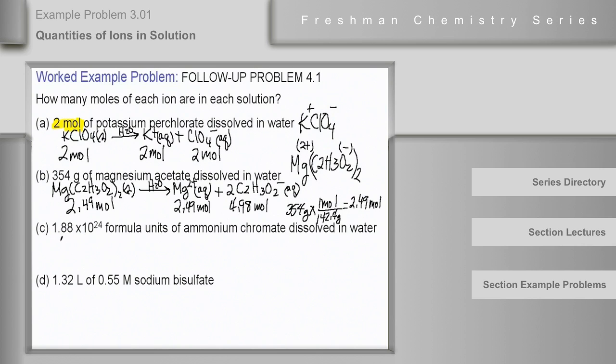Example C starts with formula units of ammonium chromate dissolved in water. First of all, ammonium chromate, from the name, has a formula with 2 ammonium ions for 1 chromate ion. Chromate ion has 2 negative charges. Ammonium ion has a single positive charge, so it'll take 2 ammoniums to balance the charge in 1 chromate.